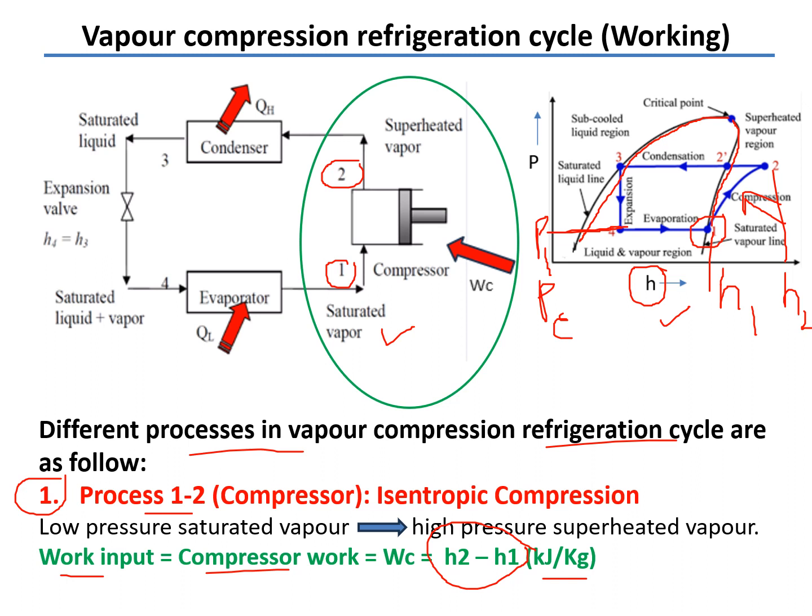So by this p-h chart, in that particular process of compression, we can find out how much work we are actually giving to that particular refrigerant by the difference of H2 and H1.